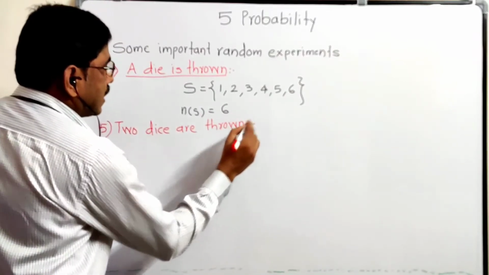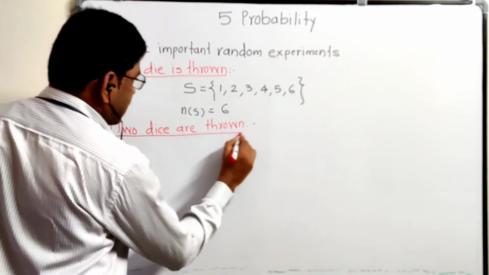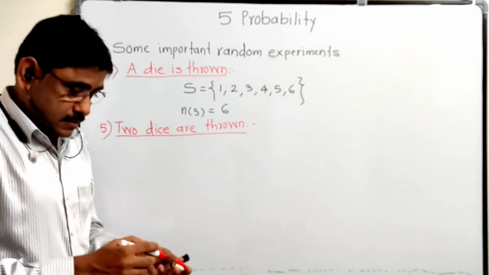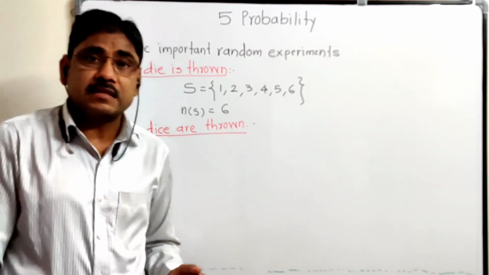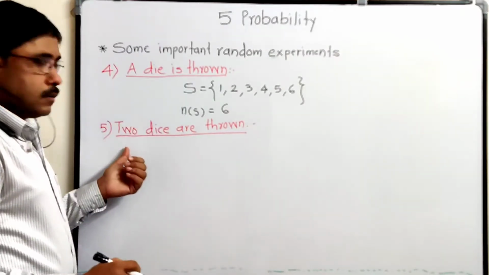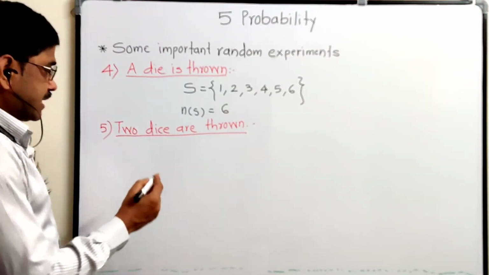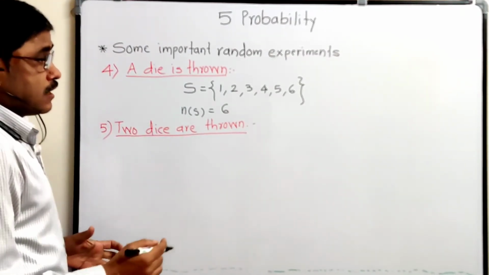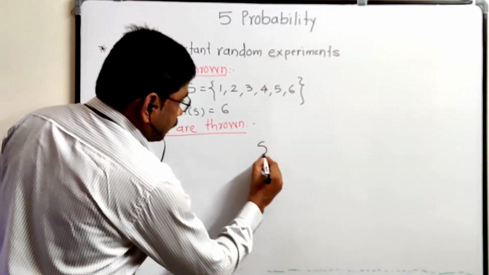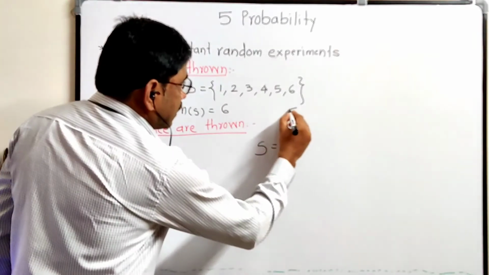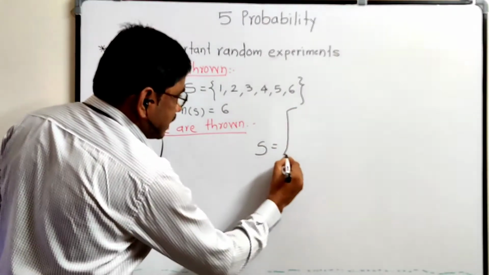So 2 dice are thrown. Then what is the sample space? Here the sample space is big, because 2 dice are thrown simultaneously. When 2 dice are thrown simultaneously, we get a big S. S is equal to, here the big curly bracket is there.